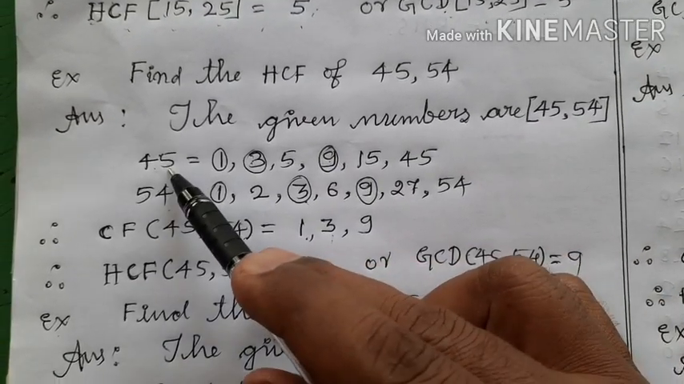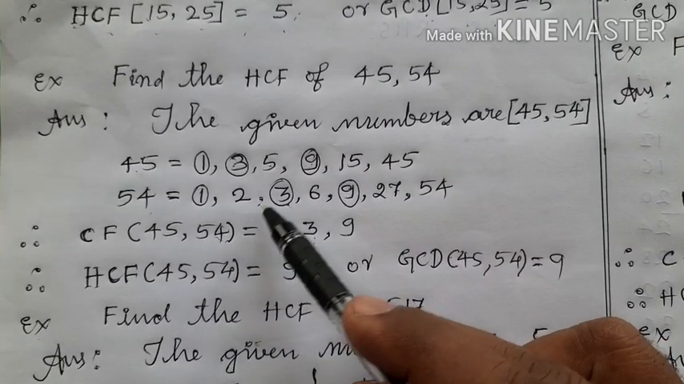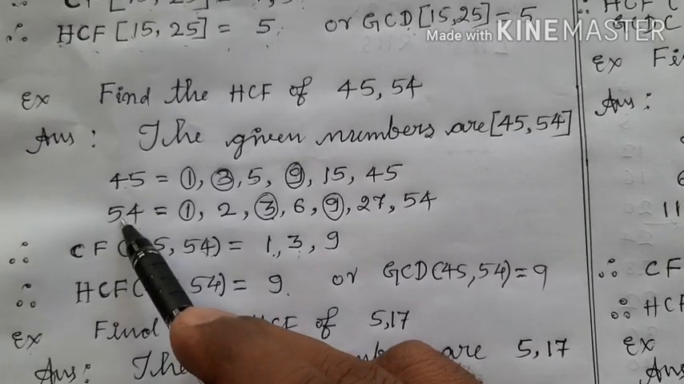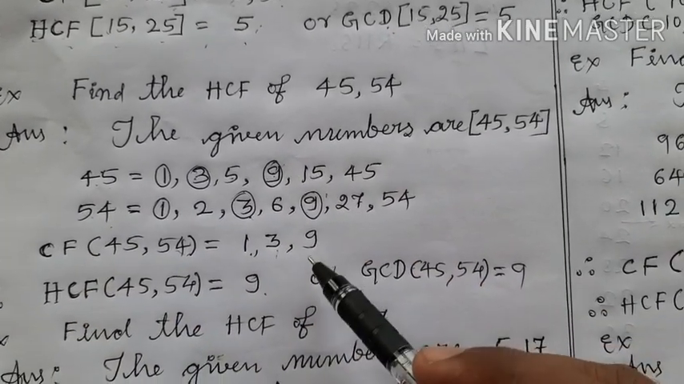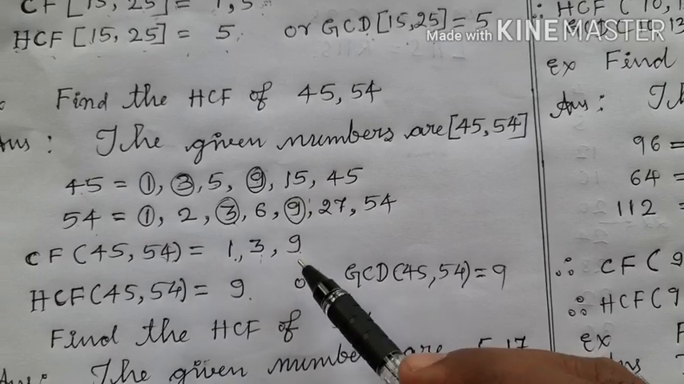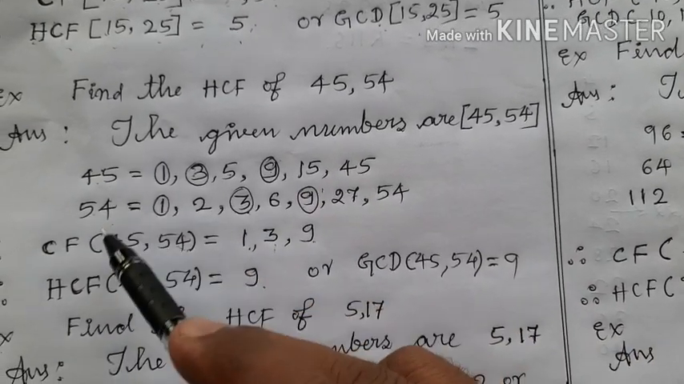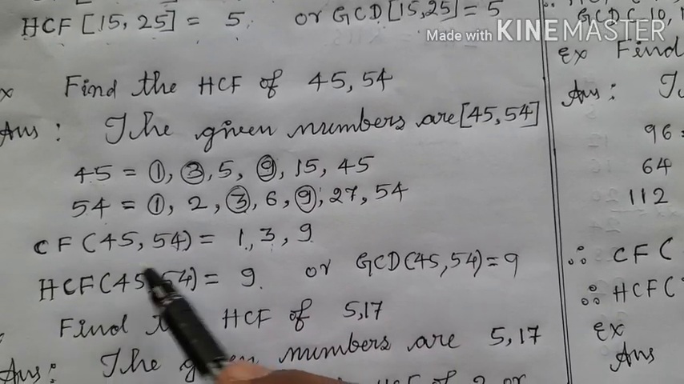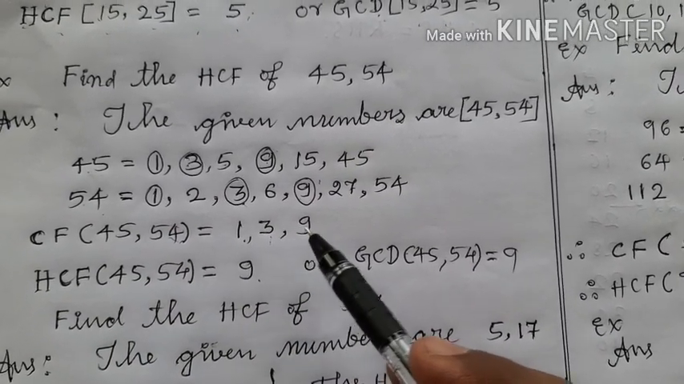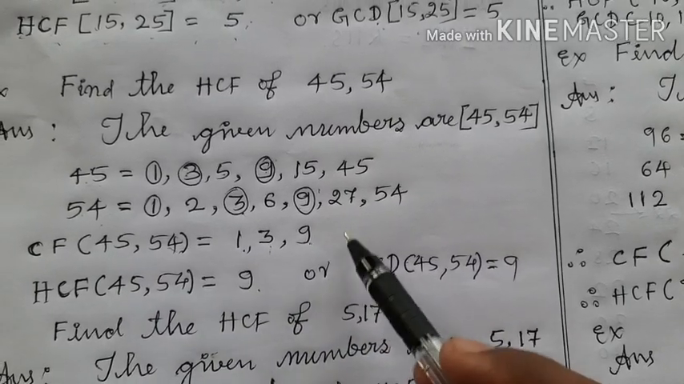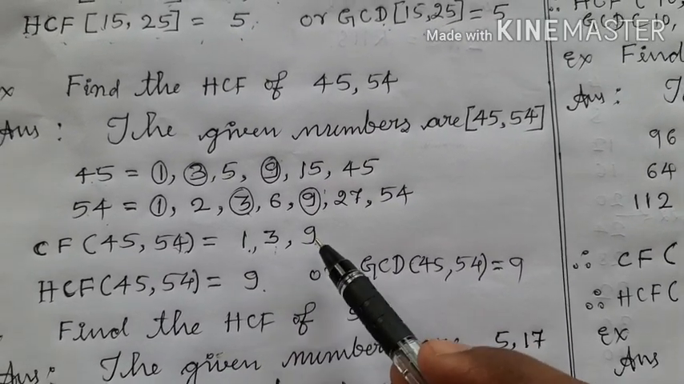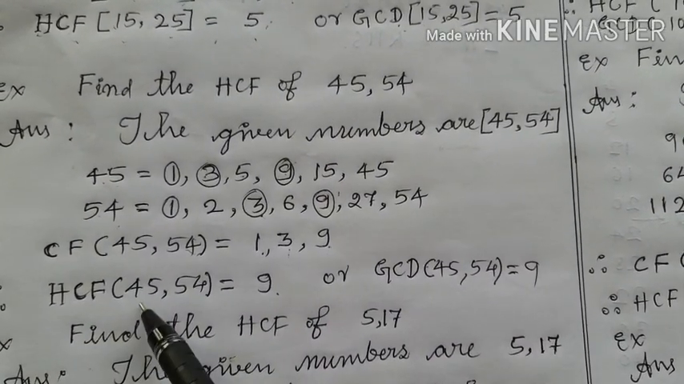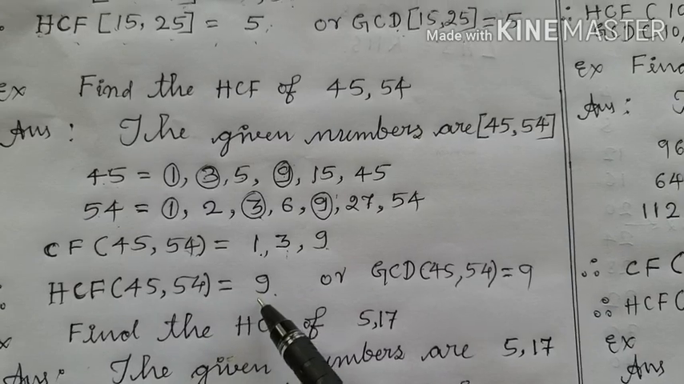What about 9? 9 is here also and 9 is here also. Therefore, 9 is a factor of 45 also, 9 is a factor of 54 also. Therefore, 9 is a common factor, or a common divisor of 45 and 54. Therefore, children, the common factors of 45 and 54 are 1, 3 and 9. Among the 3 common factors, which is the highest common factor? It is 9. Therefore, I write HCF of 45 and 54 is equal to 9.